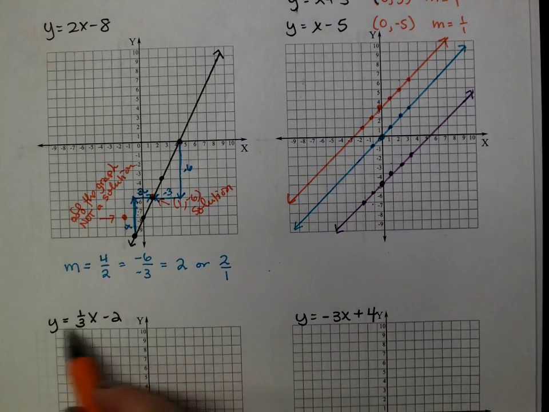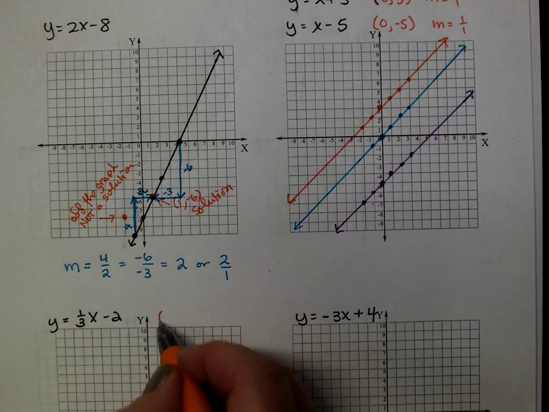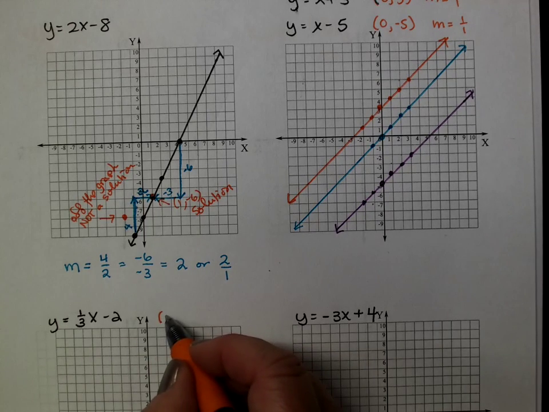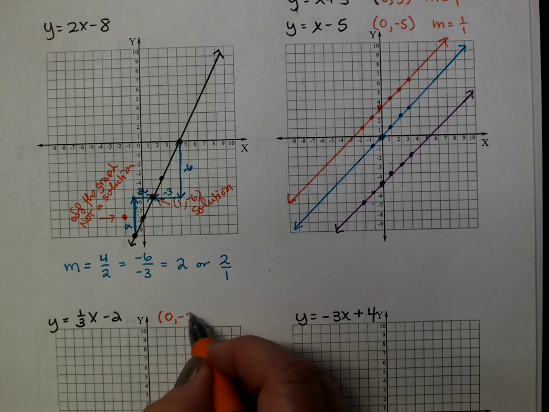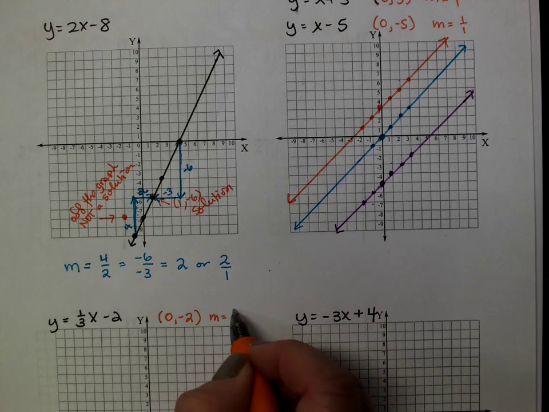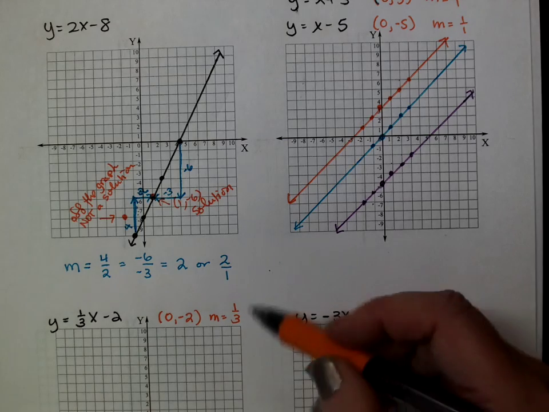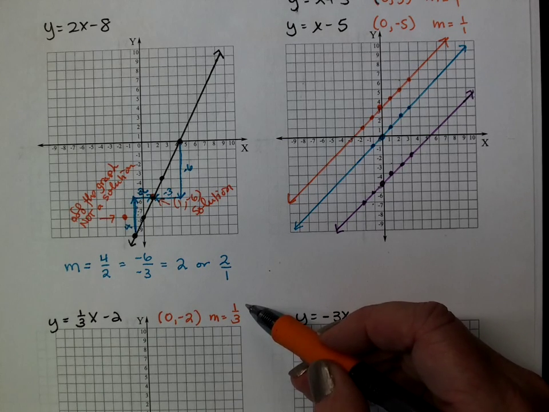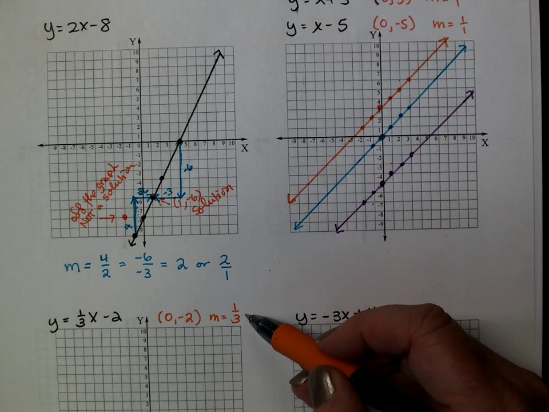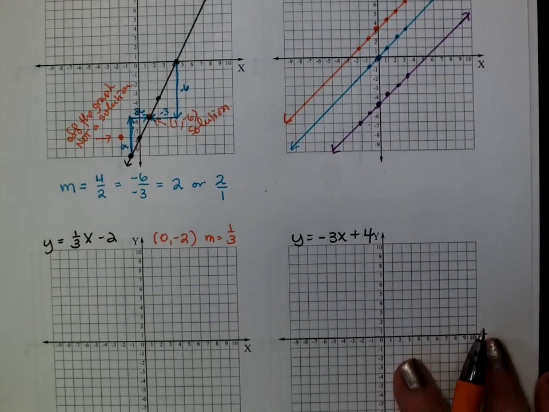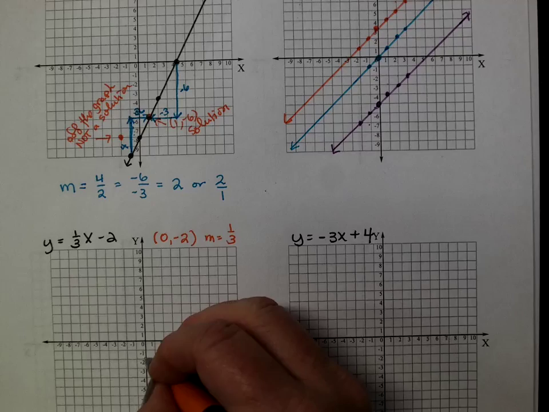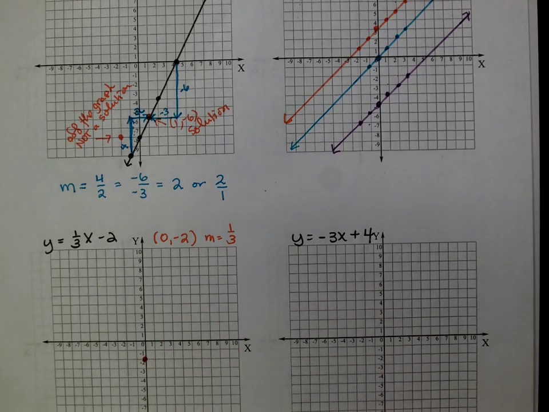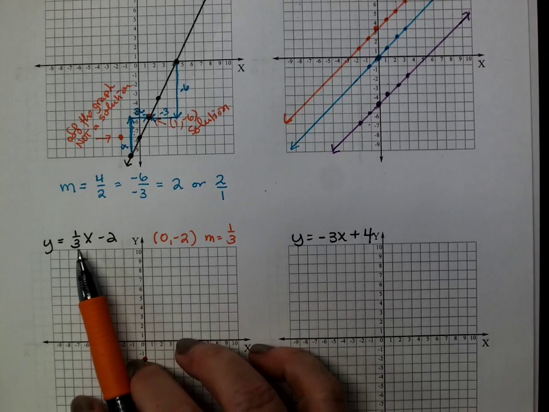What's my y-intercept here? And my slope? Now that's either up 1, 3 to the right, or down 1, 3 to the left. It's either 2 positives or 2 negatives. You can go in both directions because it's a positive slope. Negative 2. Now before I even draw it though, I'm going to visualize.